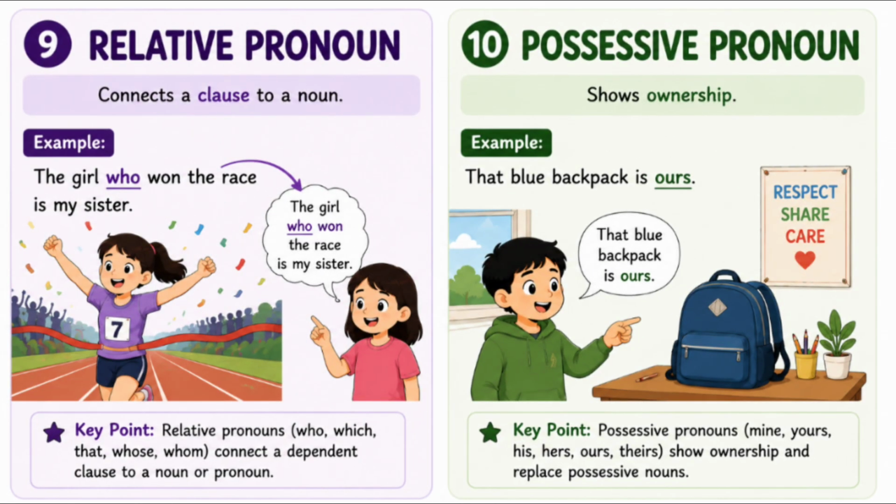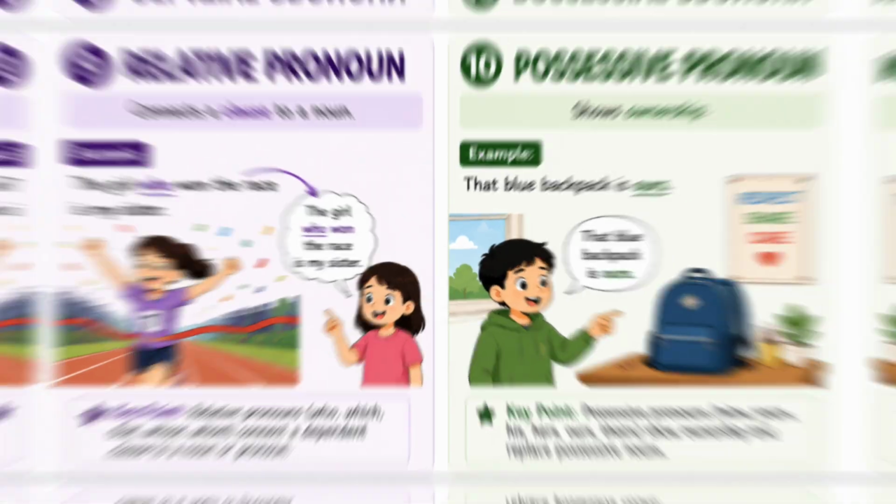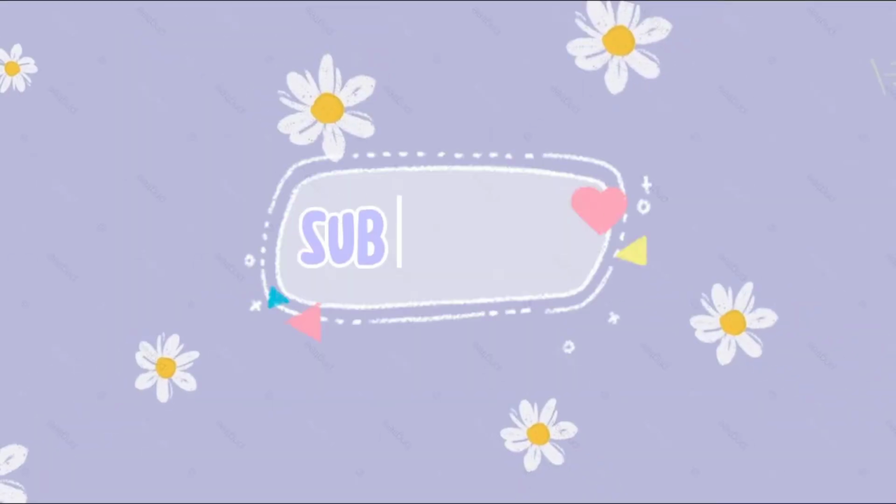9. Relative pronoun connects a clause to a noun. Example: The girl who won the race is my sister. 10. Possessive pronoun shows ownership. Example: That blue backpack is ours.